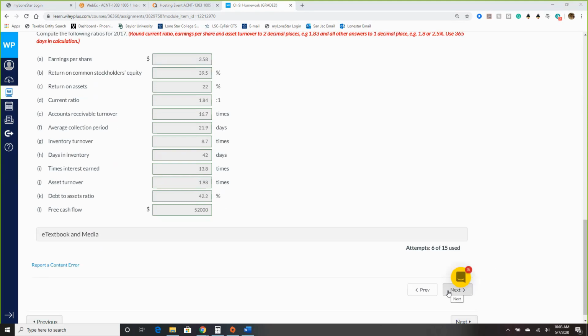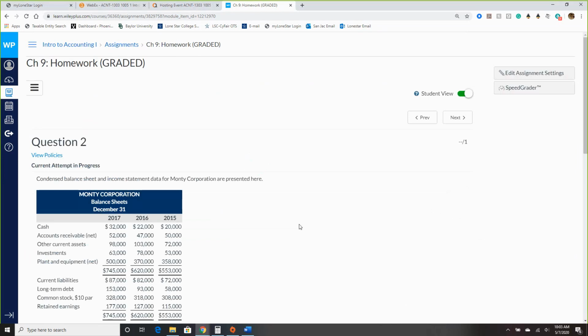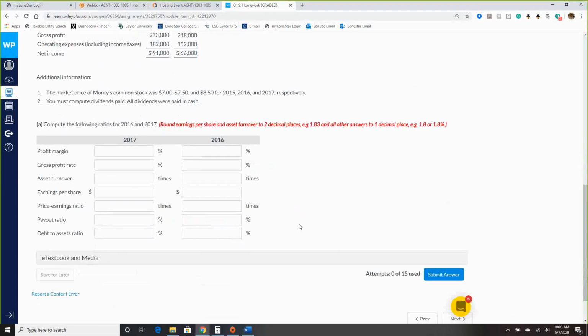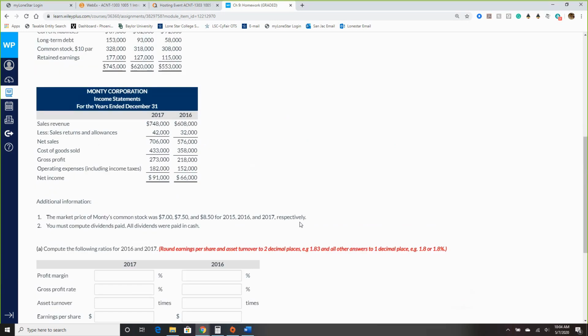Okay. Next, question 2. More ratios. We do not have enough ratios. Okay, so the market price of Monty's common stock was $7, $7.50, and $8.50 for 2015, 2016, and 2017 respectively. You must compute dividends paid. All dividends were paid in cash. We'll have some dividend issues.